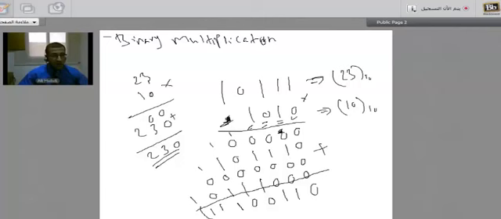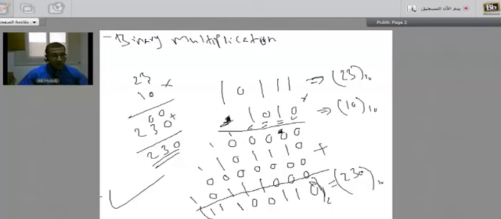Right, okay. So this number in binary should equal 230 in decimal. This is how we know that our work is correct. Okay. So I hope you all understood this. Right. Let's move on now.